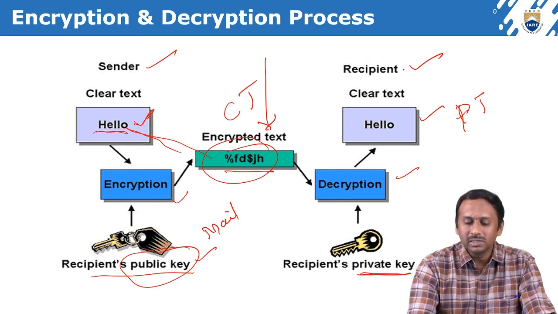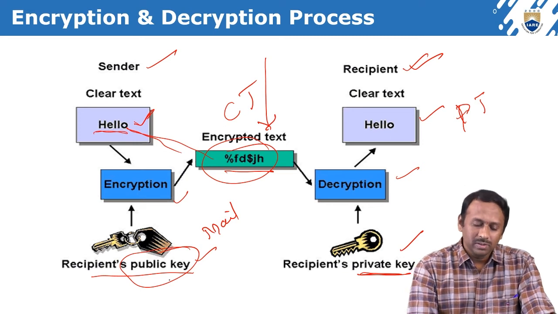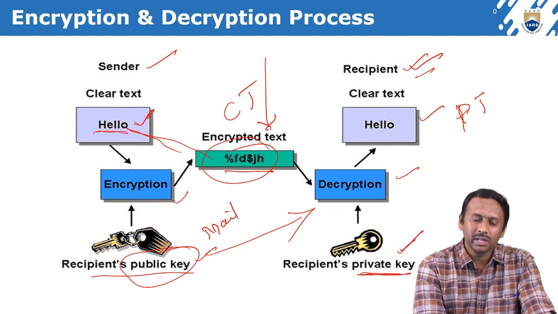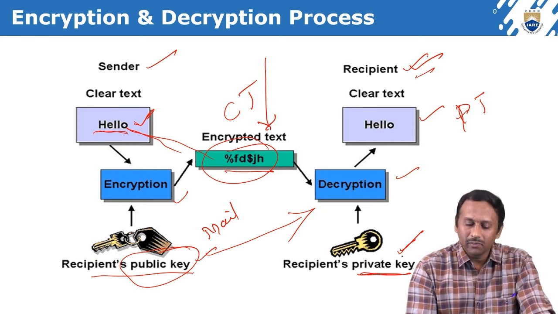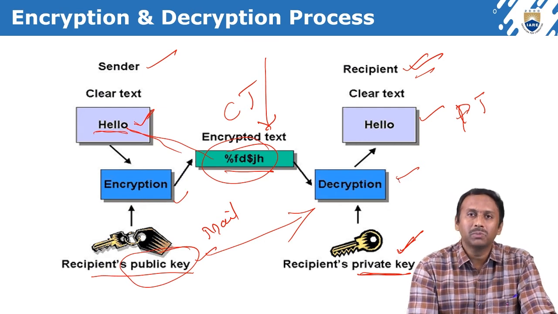Only the recipient knows this private key. So this public key is yours, and the private key is known by you only. With the help of the public key they can encrypt, and only with the help of the suitable password, the private key, can you decrypt.